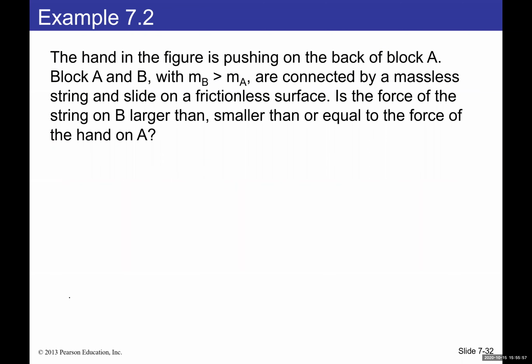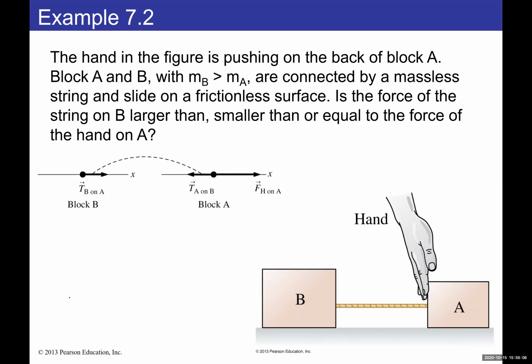All right, so let's look at one more example here. The hand in the figure is pushing on the back of block A. Well, there you go. It's easy to see when there's actually a picture. So you have two blocks, A and B, connected by a rope, and the hand is pushing on block A. Block A and B, where the mass of B is greater than the mass of A, are connected by a massless string and slide on a frictionless surface. Is the force of the string on B larger than, smaller than, or equal to the force of the hand on A? So we want to find that.